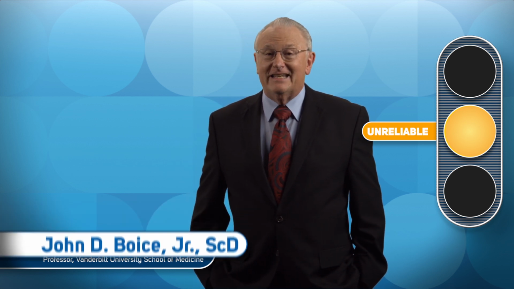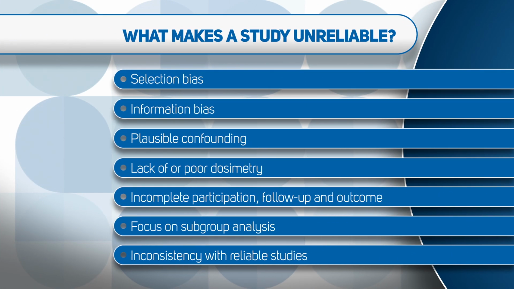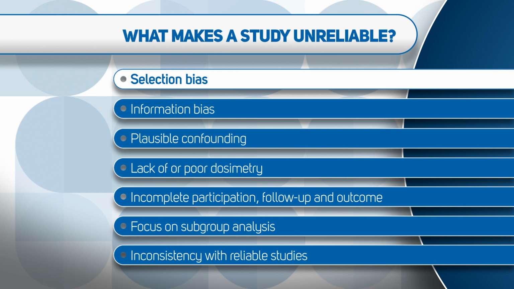In this module, we'll discuss what makes a study unreliable or poor. Any of 7 or more features of a study can disqualify it as being reliable, therefore making it unreliable. The reasons for unreliability can be summarized as follows. Selection bias cannot be discounted. This occurs when subjects are included or excluded based on exposure or outcomes.